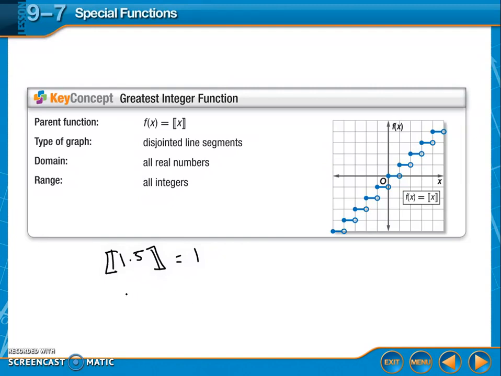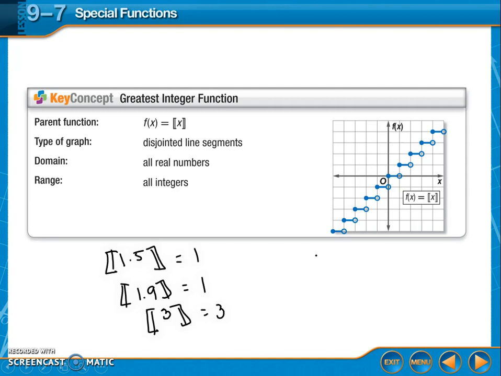Let's see what it would look like if I had 1.9. The greatest integer function still goes down to 1 because it's saying what's the greatest integer that's less than that. If I were to say 2, normally we would think this would round to 2, but 2 is greater than that. If I were to put in a whole number, 3, it just is itself. The greatest integer function just spits out whatever integer it is itself.